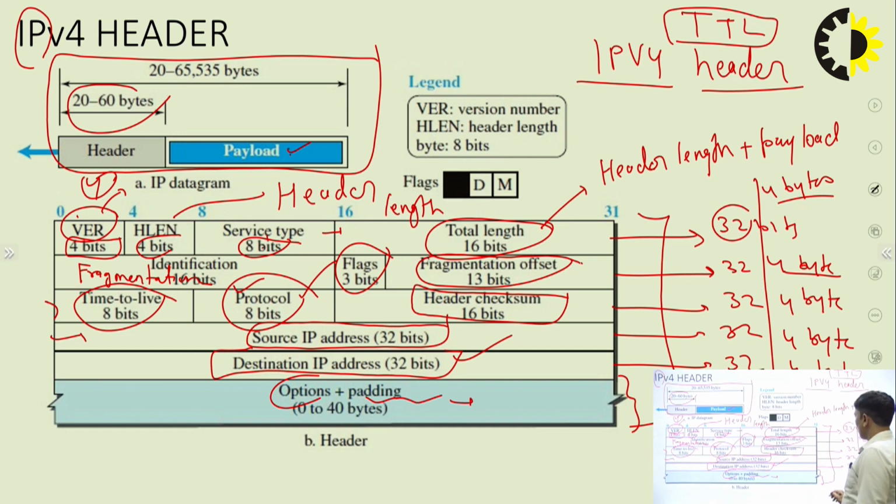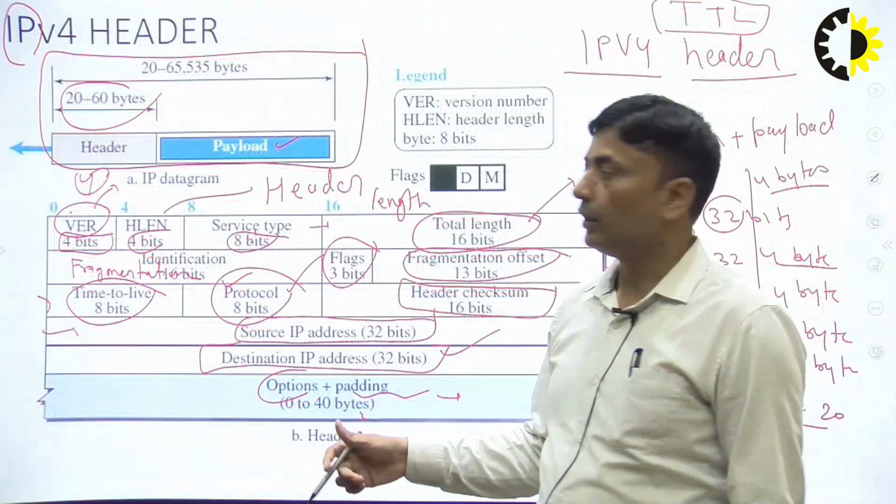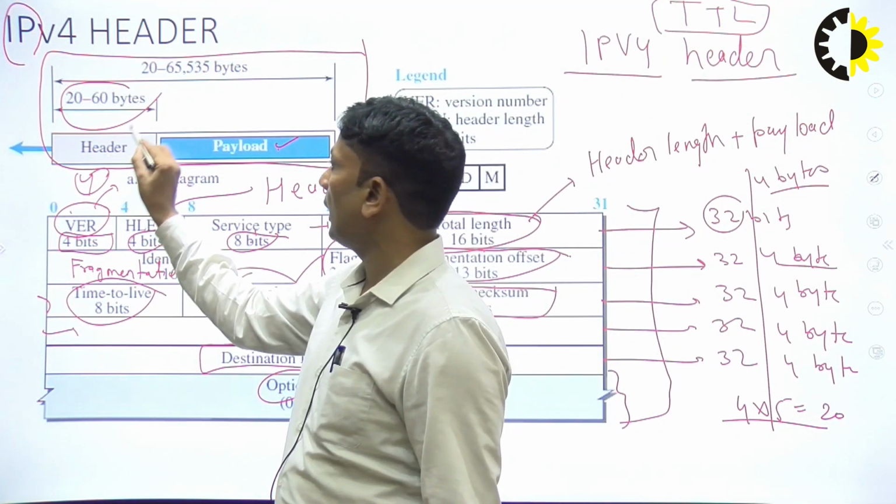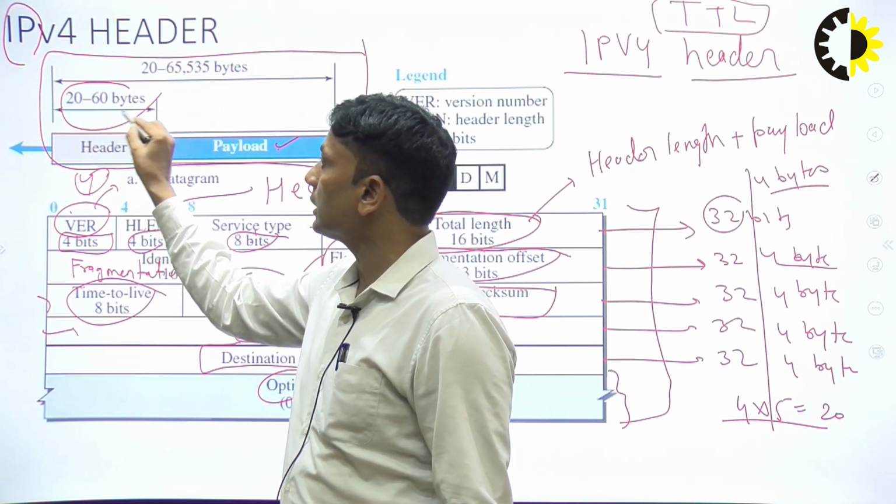So minimum 20 byte will be the length of the header. But the option field is also there, which may be 0 to 40. So that's why the minimum size of the header will be 20 and the maximum will be 60. Maximum is when all these 5 fields are there and the option field of 40 byte is also present. So 20 plus 40, how much? 60 byte. So that's why the range of the header size is 20 to 60 byte.